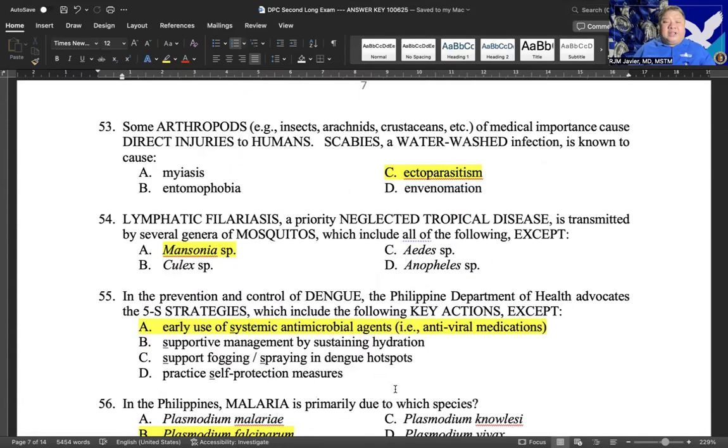Next, number 53. Some arthropods of medical importance cause direct injury to humans. Scabies, a water wash infection, is known to cause your ectoparasitism. So when we talk of scabies or your crabs, or we talk of pediculosis or your lice, they don't normally enter the human body, but rather they would thrive in hairy areas of the body. So that's why it's ecto, meaning something that is outside of the human body. And of course, this is a parasitic infection. Ergo, this is what we refer to as your ectoparasitism.